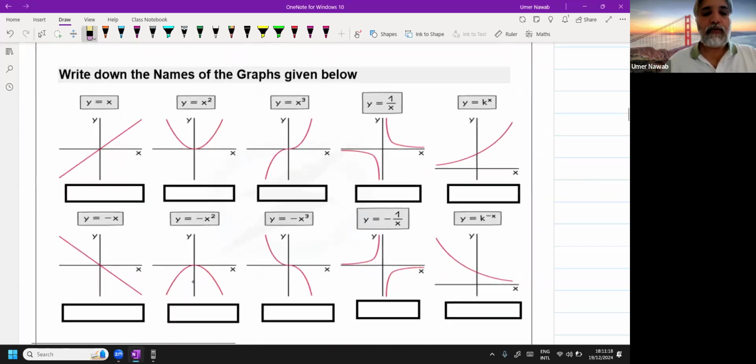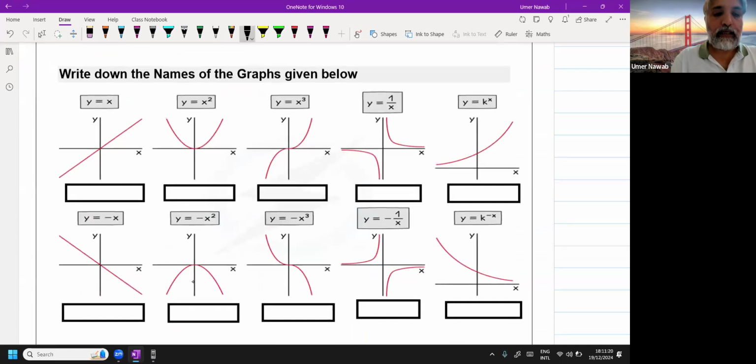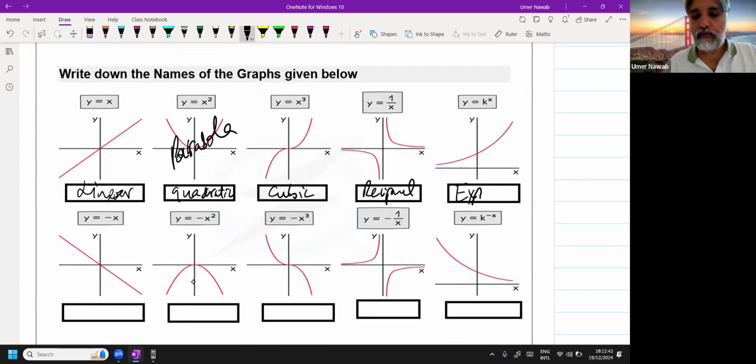Next, the names of the graph. This is linear. This is quadratic, or someone calls it a parabola. This is cubic. This is reciprocal. This is, again, what is this, guys? The variable goes into the power form, so this is exponential form.